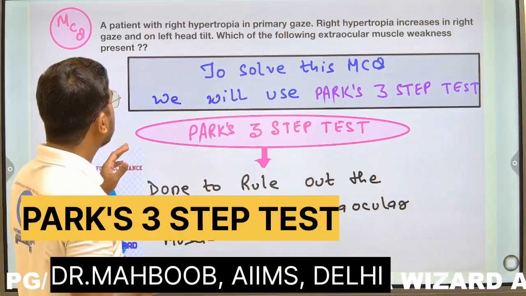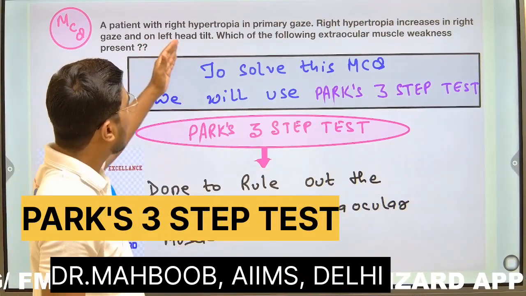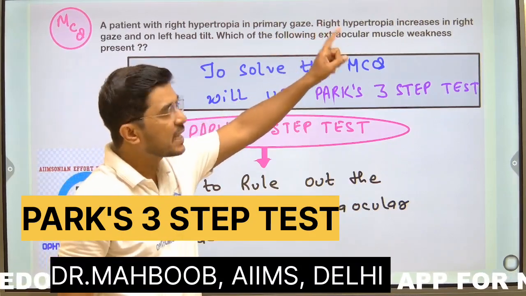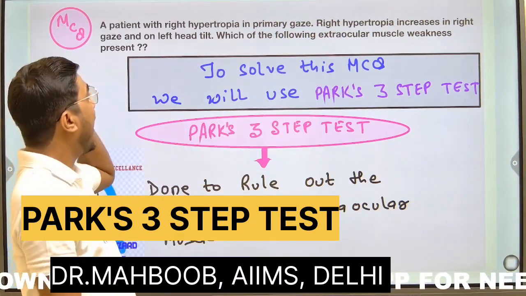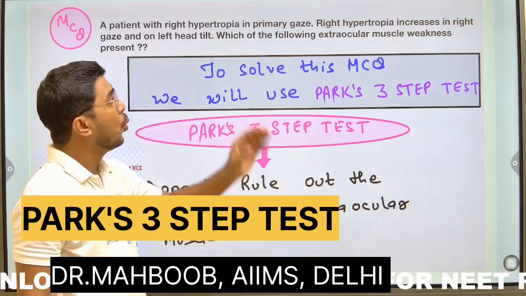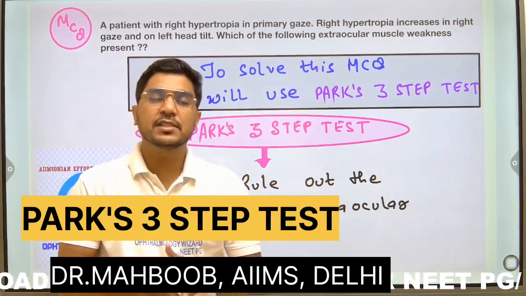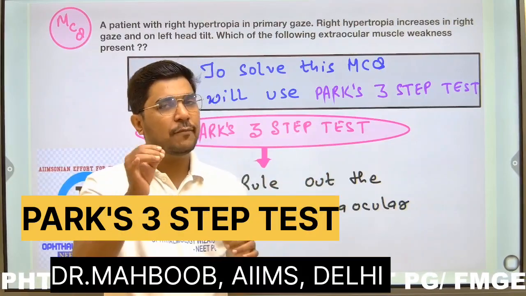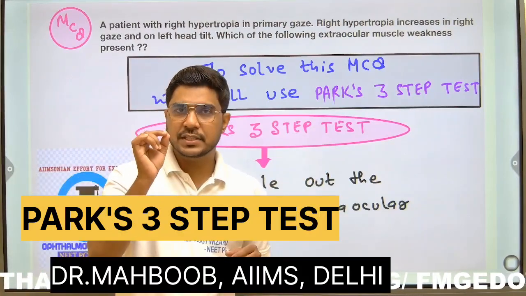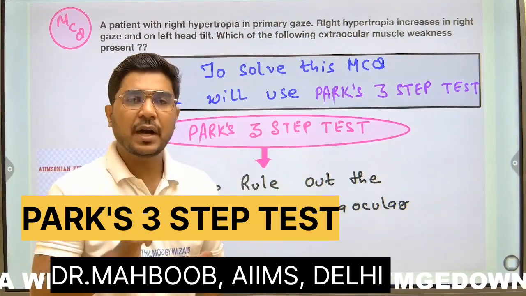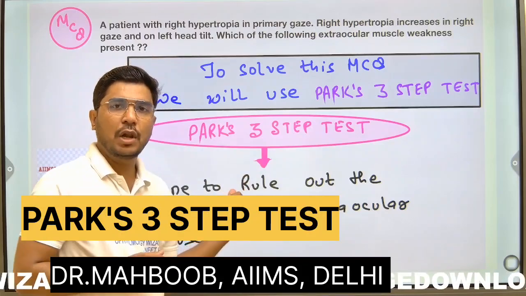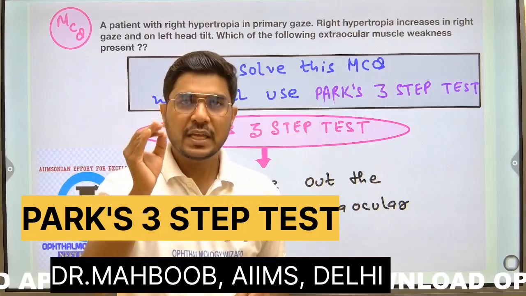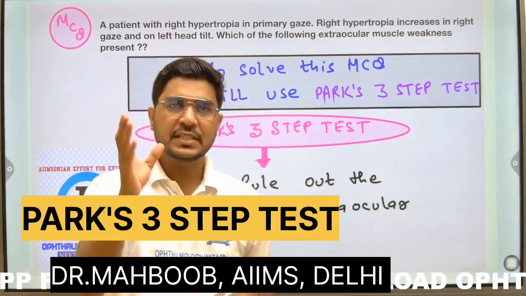The MCQ is saying that a patient has a right hypertropia in primary gaze, the right hypertropia increases in right gaze and on left head tilt. Which of the following extraocular muscles is weak? To solve this problem, we have to apply the Parks 3-step test. What is the Parks 3-step test? It is done to rule out the one single weakest extraocular muscle.